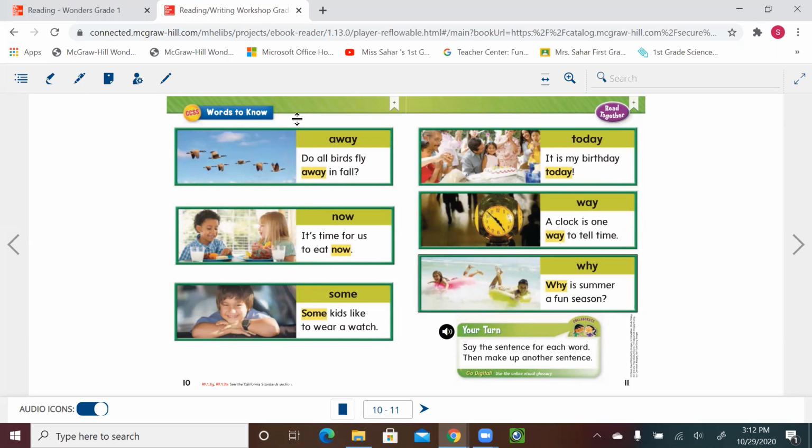All right, so we're gonna read one more time the words. Away. Do all birds fly away in fall? Now. It's time for us to eat now. Some kids like to wear a watch. Today it's my birthday today. Way. A clock is one way to tell time. Why is summer a fun season? All right, so these are the words for this week, and as you know, the usual, you say the sentence for each word and then make up another sentence just for fun to make sure that you do understand the lesson and the meaning of the words.